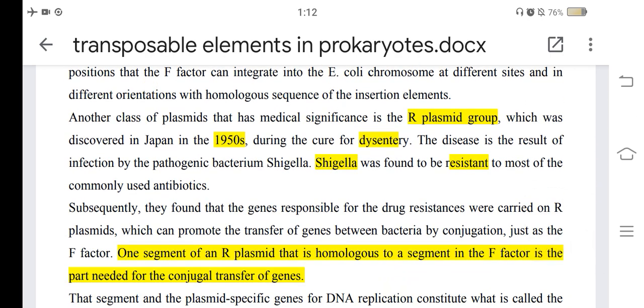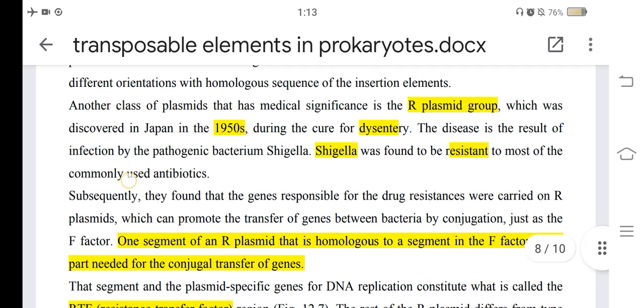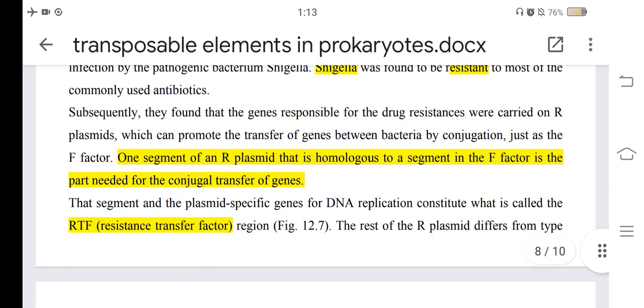And a class of plasmids that has medical significance is the R plasmid group, which was discovered in Japan in the 1950s during the cure for dysentery. The disease is the result of infection by the pathogenic bacterium Shigella, which was found to be resistant to most of the commonly used antibiotics. Consequently, they found that the genes responsible for the drug resistance were carried on R plasmids, which can promote the transfer of genes between bacteria by conjugation, just as the F factor.